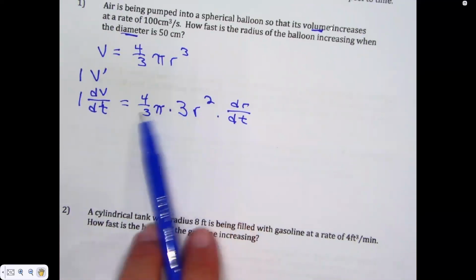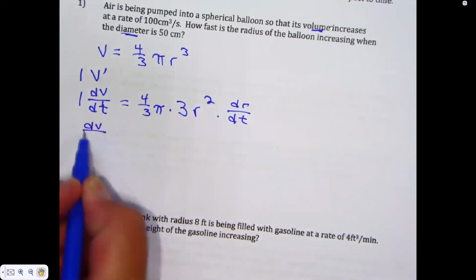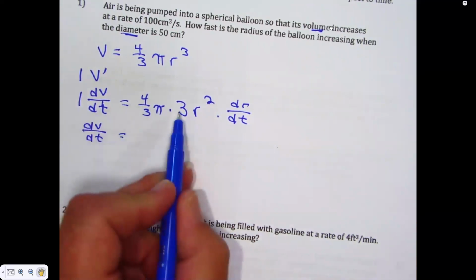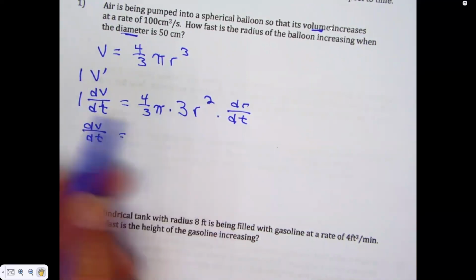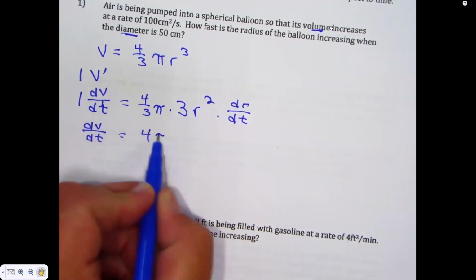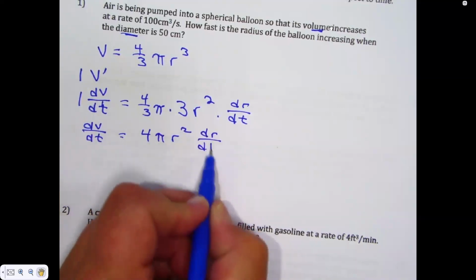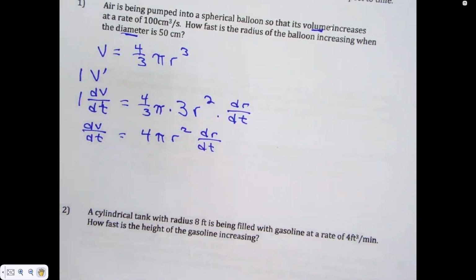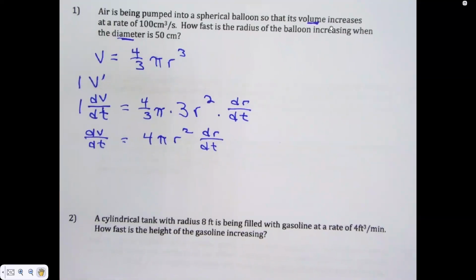We can simplify here. Let's get rid of the 1. Let's just rewrite this. dV over dt equals, do we see how the 3's cancel? And so we just have 4 pi r squared and then dr dt. What is dr dt?